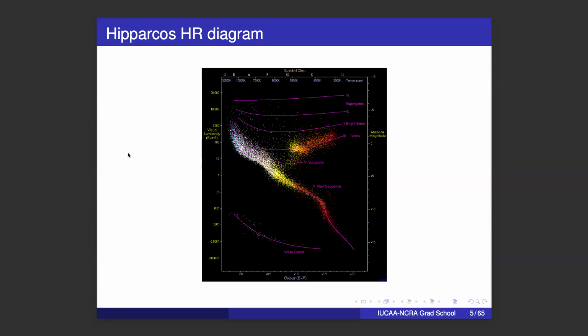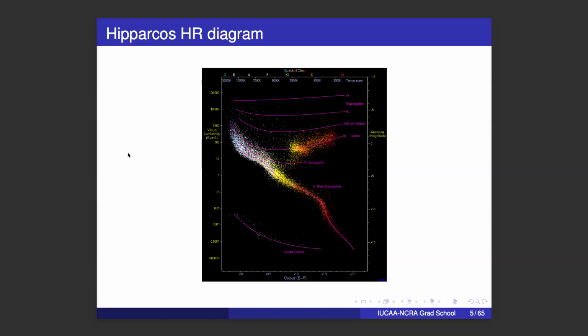Nevertheless, people were able to draw insights on the HR diagram even 50 years, 70 years before this diagram was actually constructed. So that just shows that if you know what's happening and if your physical models are robust, you can make predictions about this kind of diagram.